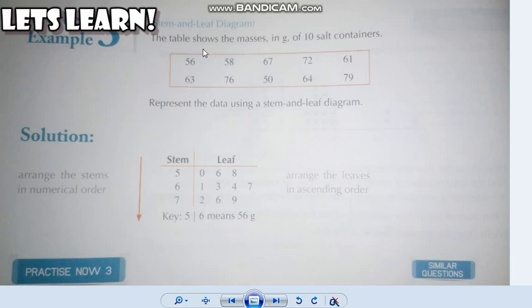So here, first I will read all the values. We have 56, 58, 67, 72, 61, 63, 76, 50, 64, 79. Now the first step which I would like you guys to do, and I would like everybody to do it this way: first, always write the place value, and it's a kiddish way of doing.